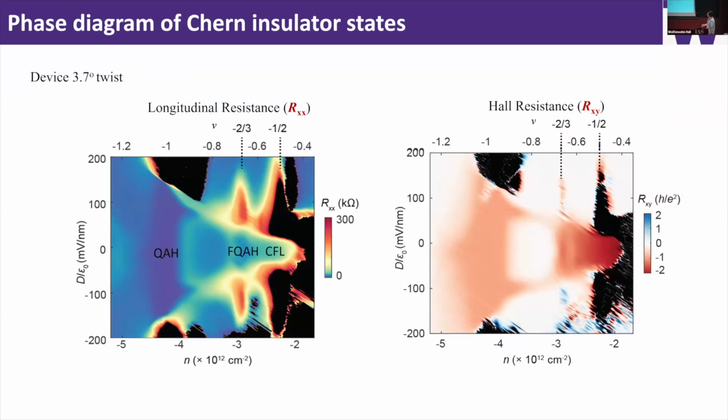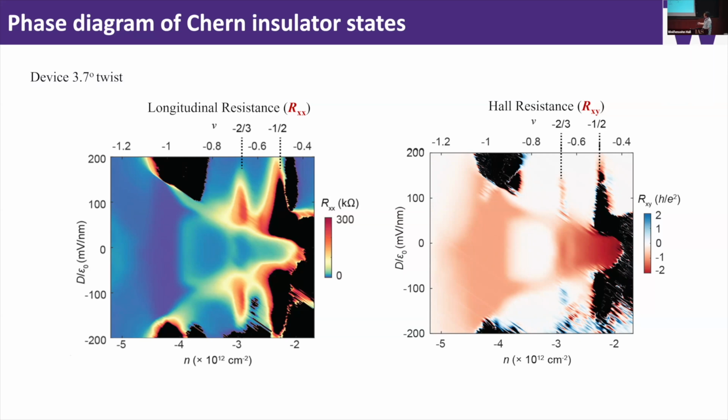Okay. Then this is the transport data we have for one of the devices. On the left-hand side is the measurement of the longitudinal resistance, Rxx. The vertical axis is electric field, and the horizontal axis is carrier density. And the right-hand side is the corresponding measurement of the Hall resistance, Rxy. Again, the vertical axis is electric field, and the horizontal axis is doping. It's always Hall doping. Now, you can see there are a lot of features in these data.